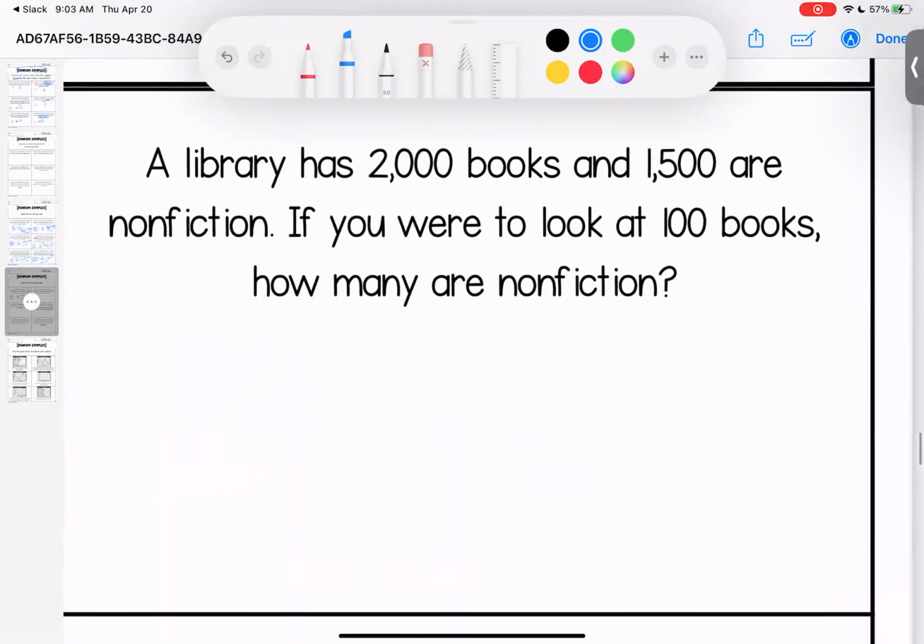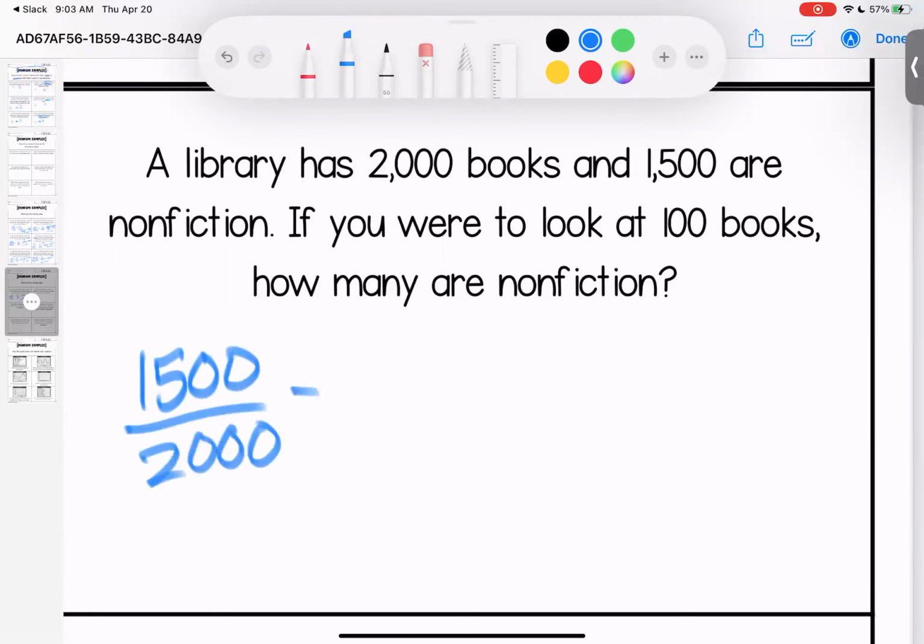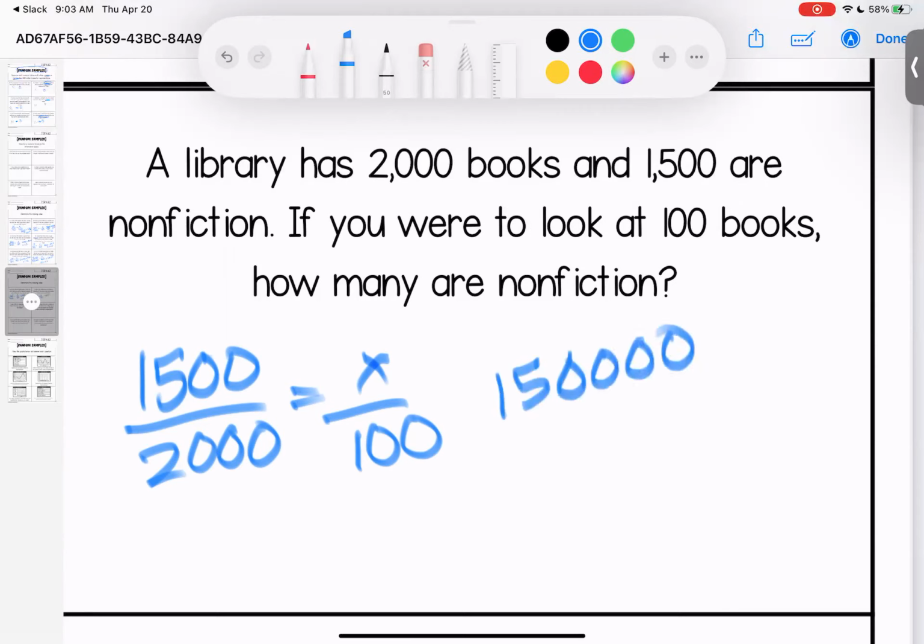A library has 2,000 books and 1,500 are nonfiction. If we look at 100, how many are nonfiction? So setting it up, 1,500 over 2,000 equals X over 100. When I cross multiply, 15 times 1 is 15, 4 zeros. We're going to divide 150,000 by that 2,000. And when we do, we get an X of 75.